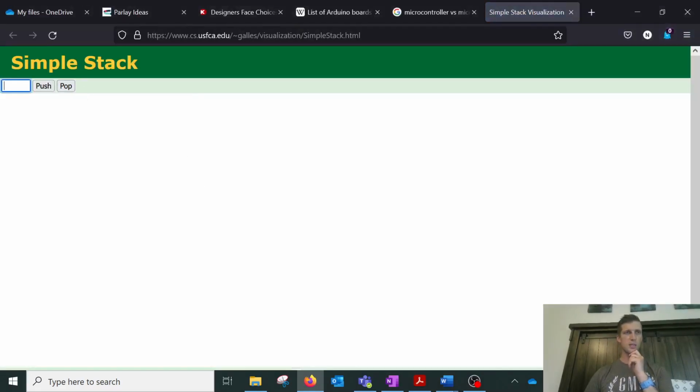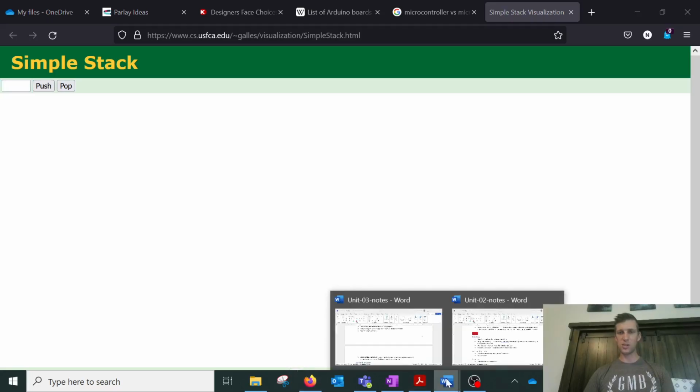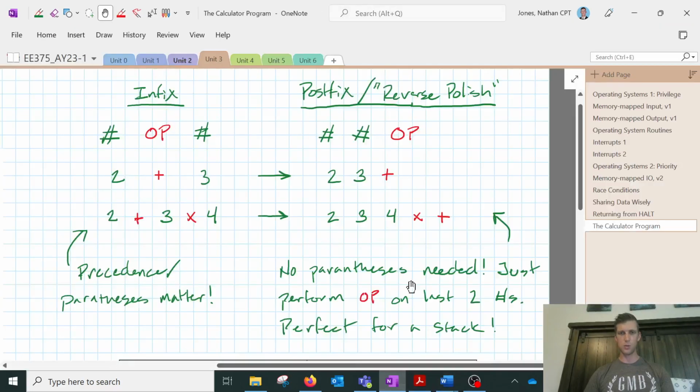Okay, so this is our stack simulator. What I'm going to do is simulate this expression here, where I'm multiplying 3 by 4 and then adding it to the value 2. When the symbols come in this order, the only thing I need to keep in mind is that whenever I see an operator, I always perform it on the two most recent values.